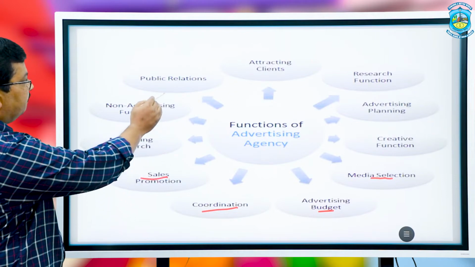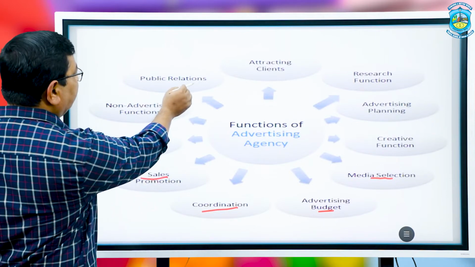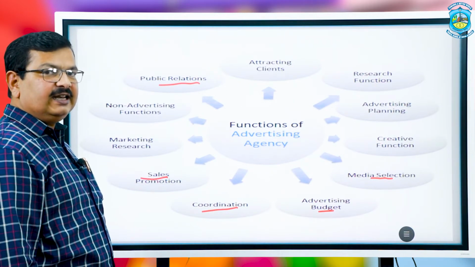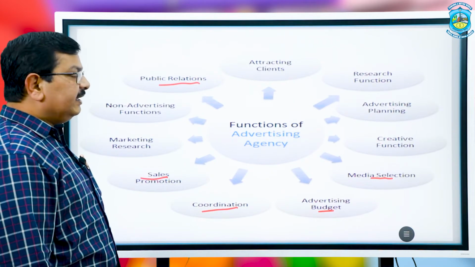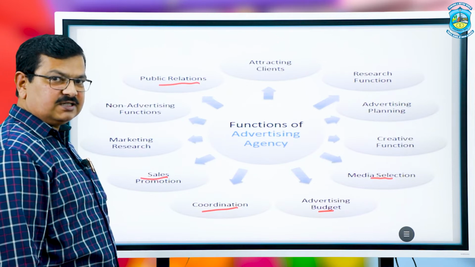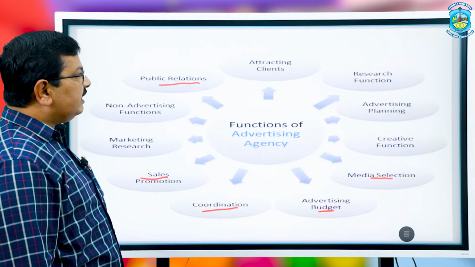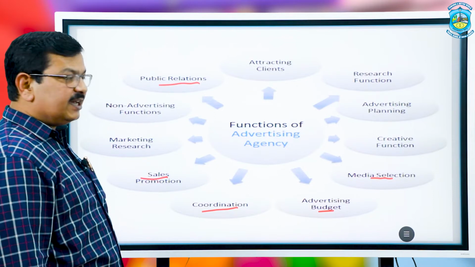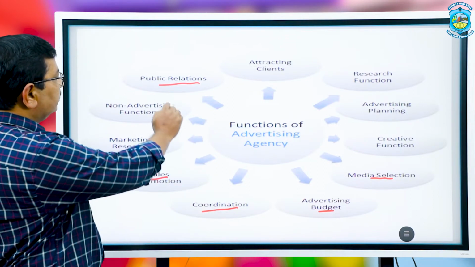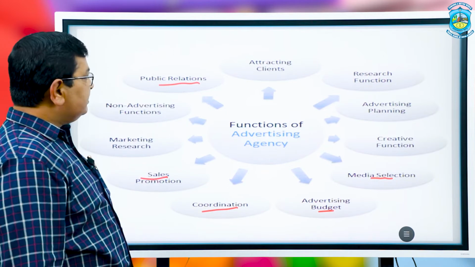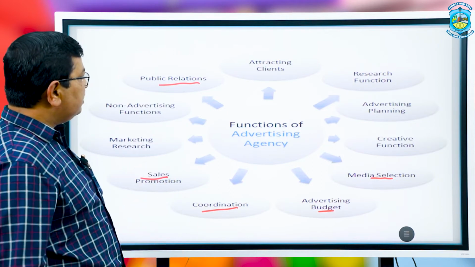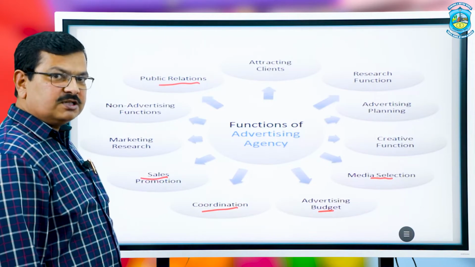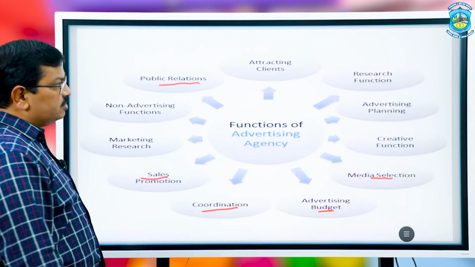Next, public relation is another very important function. Advertising agencies are also very handy in establishing good public relations with all the stakeholders, and in that also their advice and suggestions are very valuable. Many clients depend upon the advertising agencies and their contribution for establishing good public relations, which ultimately lead to establishment of a good public image.